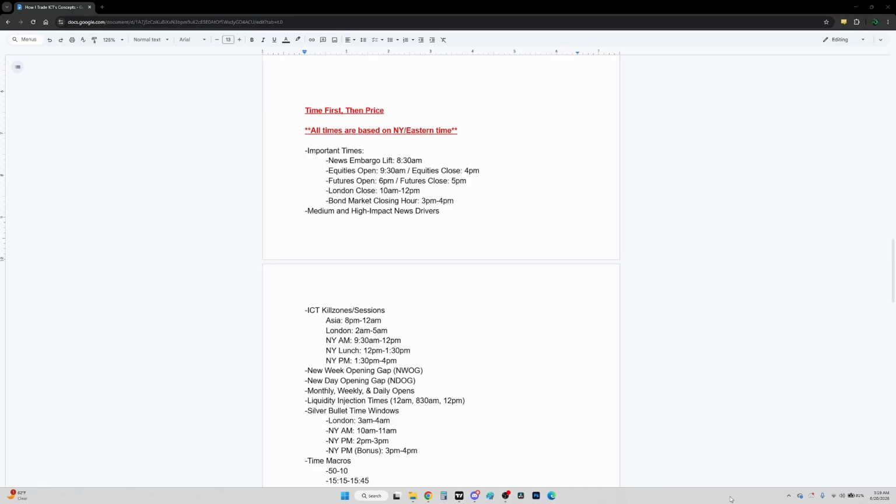I don't really focus too much on this as an indices trader, but it is something to keep in mind because it does play into the power hour, which is 3 p.m. to 4 p.m. of the New York session, essentially the last hour of trading before the market closes. Now let's move into medium and high impact news drivers.